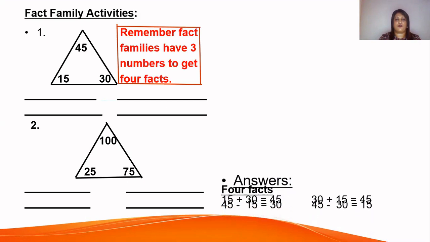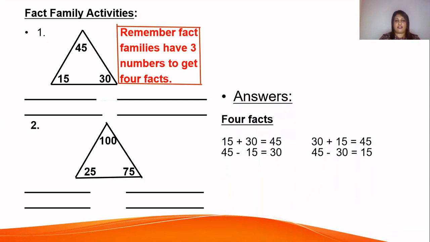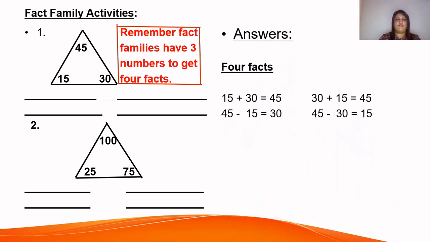Let's go through the first one. What are our 4 facts here using addition and subtraction? The first one we've got is 15 plus 30 gives us 45. And or 30 plus 15 will give us 45. The other 2 facts with subtraction will be 45 minus 15 will give me 30, or 45 minus 30 will give me 15. So tick your answers. I'm sure you've got all those ones correct. Let's go to the next one.